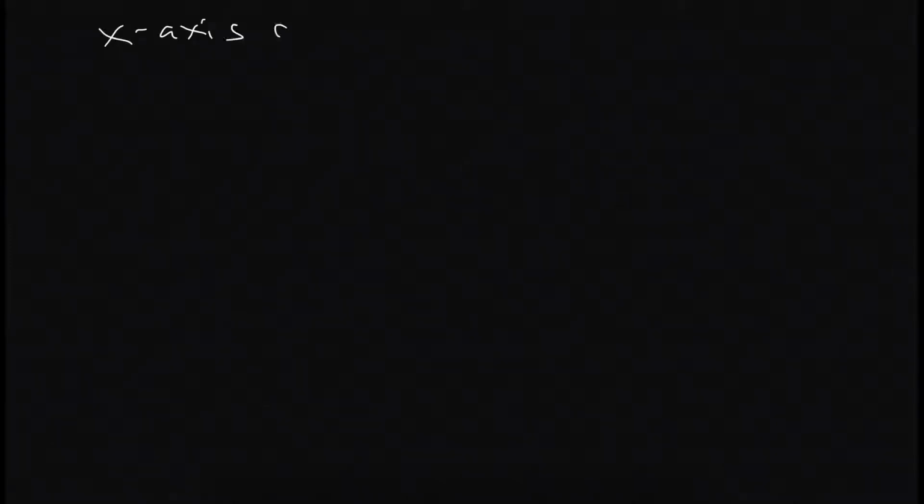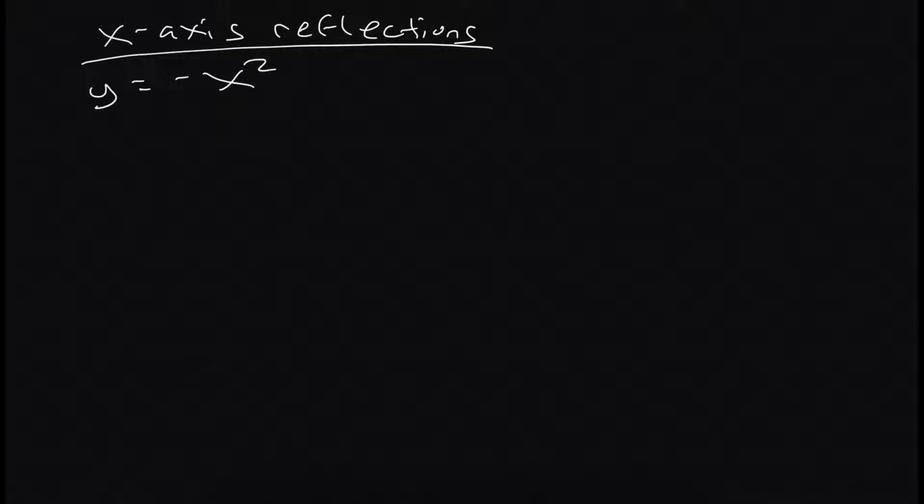And next up in our look at transformations of graphs, let's talk about x-axis reflections. So x-axis reflections, let's look at y equals negative x squared. So now I have a negative in front of the function. It's not a number being subtracted from it on the outside. It's not a number being subtracted from it on the inside. It's just a negative multiplying it. It's a negative out front.